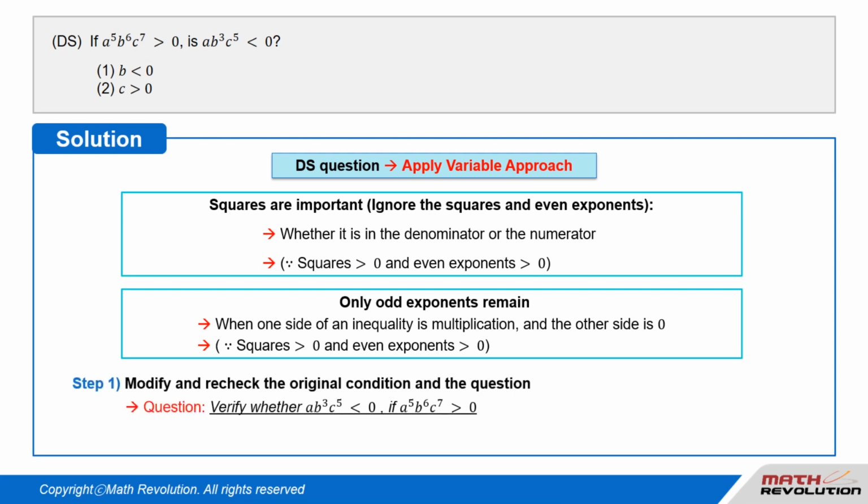Let us follow the first step of the variable approach by modifying and rechecking the original condition and the question. We are required to verify whether a times b cubed times c to the power of 5 is less than 0 if a to the power of 5 times b to the power of 6 times c to the power of 7 is greater than 0. This type of question appears in the exam often. You should remember these skills. Ignore the square or even exponents, and only the odd exponents remain when there is a 0 on one side.